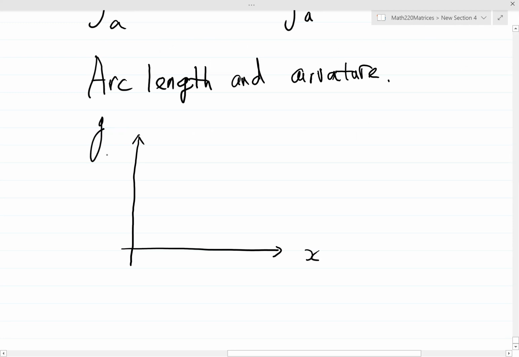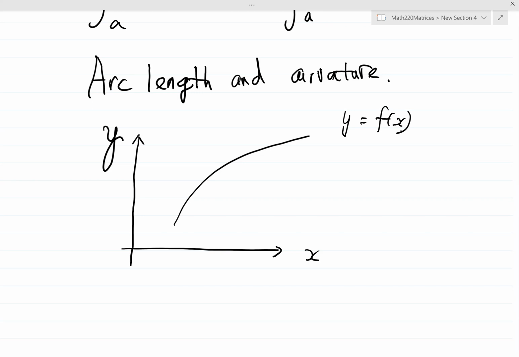So you have a nice curve, y equals f(x), for instance. Now we use the tangent line to approximate the curve, because the tangent line is a straight line, and for a straight line we have a good measure of length. So this is dx, and then this is dy.